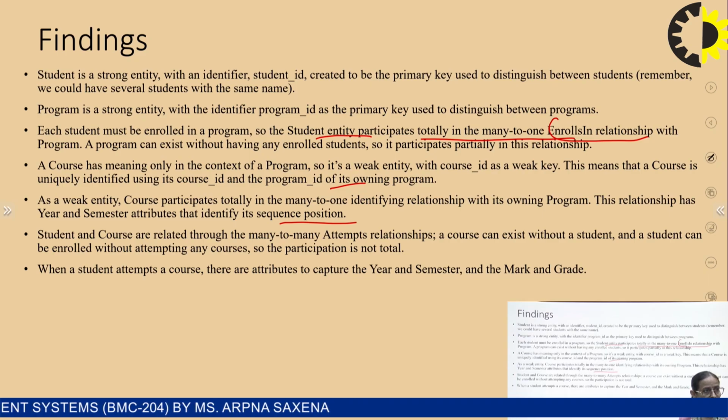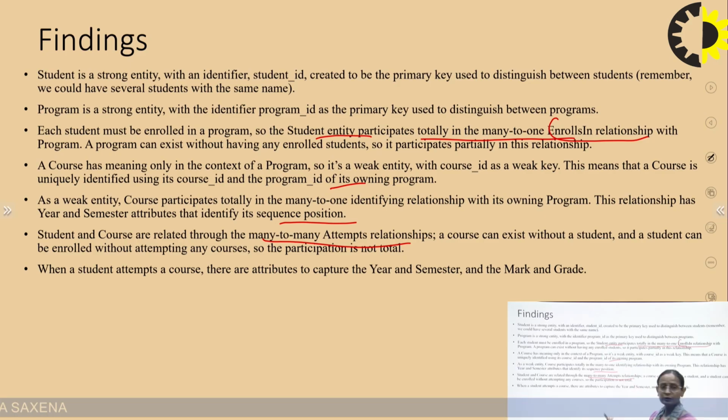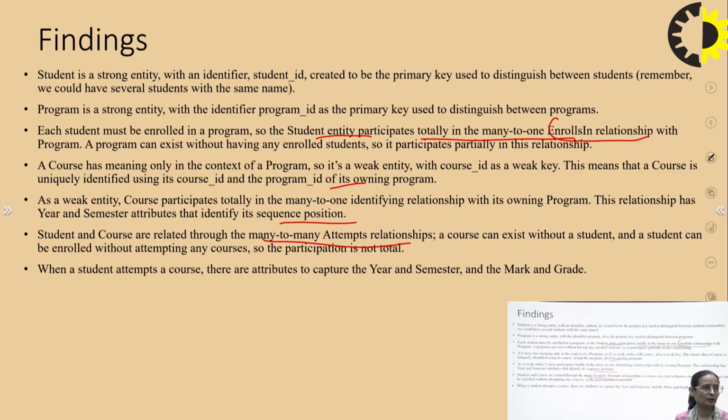Student and course are related through the many-to-many attempts relationship, because if a student fails, then he might go for another attempt. A course can exist without a student. That is, maybe no student enrolls, for example in your elective courses. There are certain electives in which no student enrolls. And a student can be enrolled without attempting any course, so the participation is not total in this case. When a student attempts a course, there are attributes to capture year and semester, and the marks and grade.